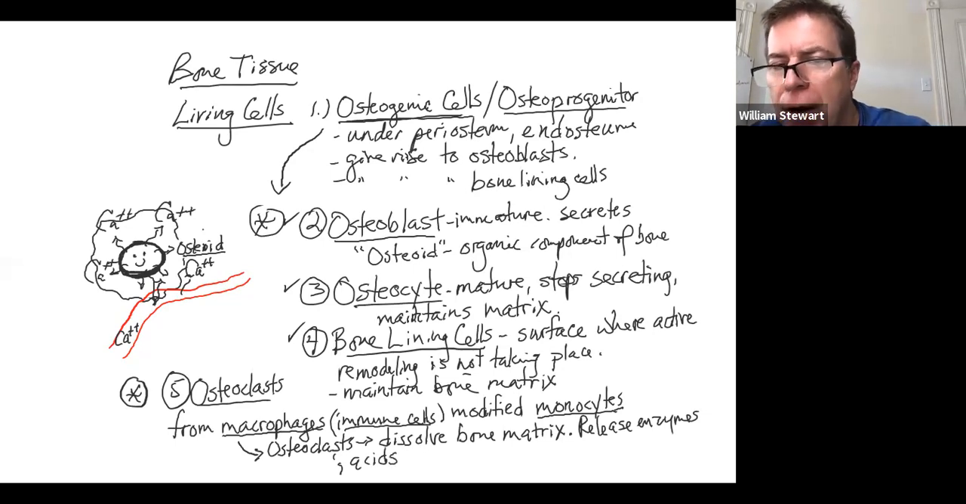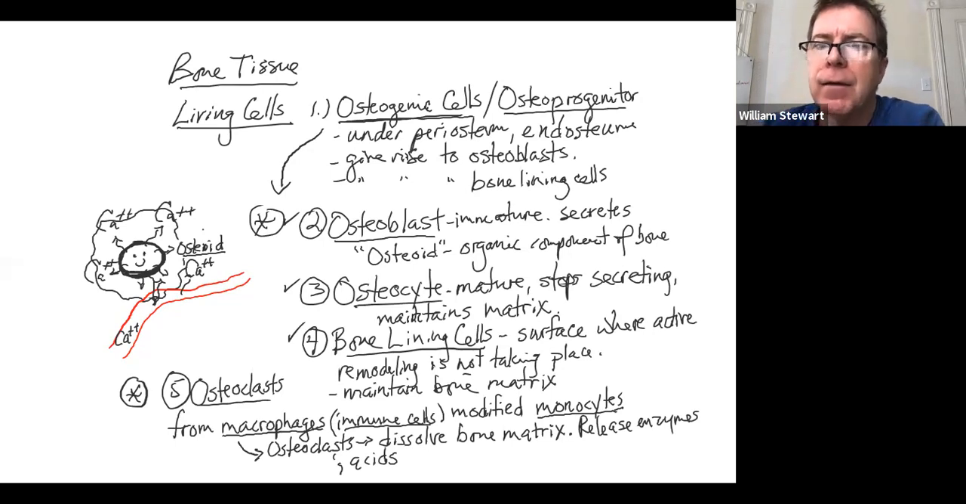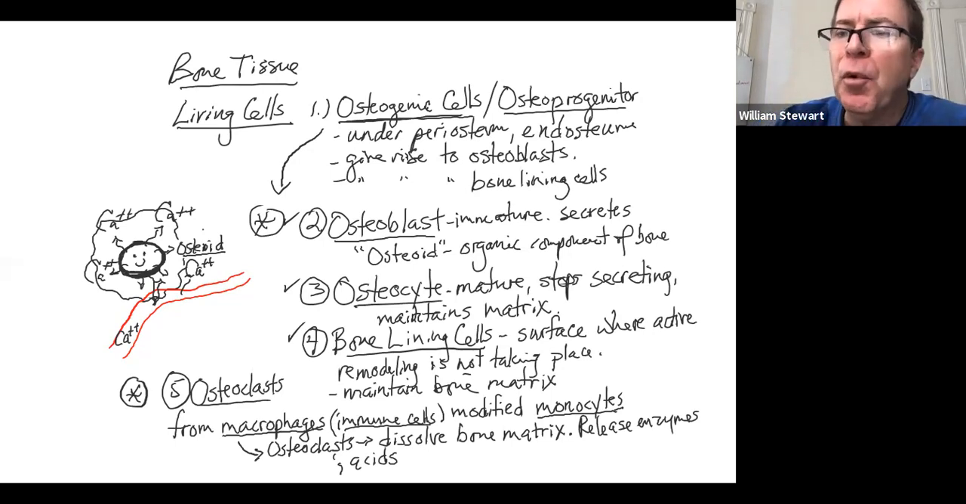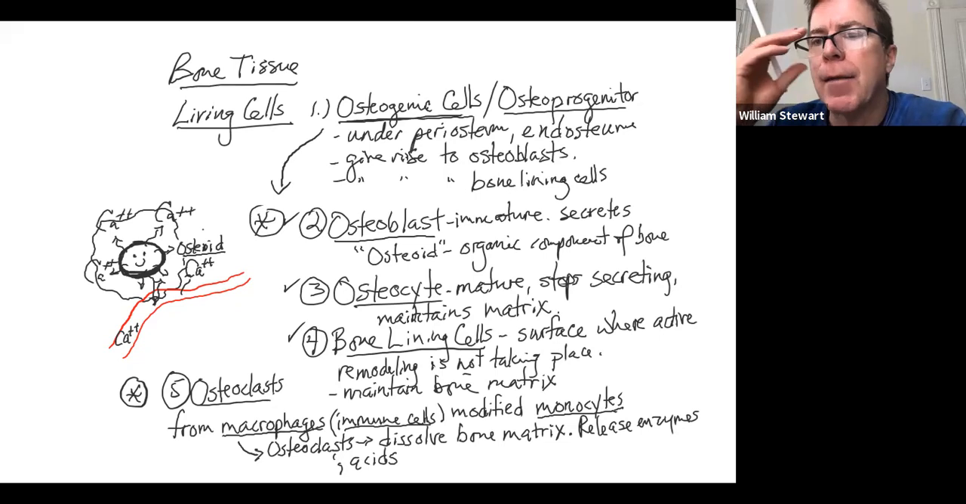Why would we want to degrade or break down bone matrix? That's a key point that we need to understand in this whole chapter. The main reason we have so much calcium stored in our bones, over 99% of the calcium we ingest is eventually stored in our bones, is because calcium is the most used mineral in the human body.